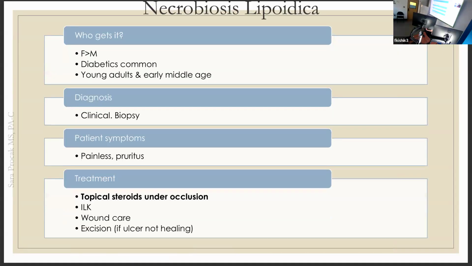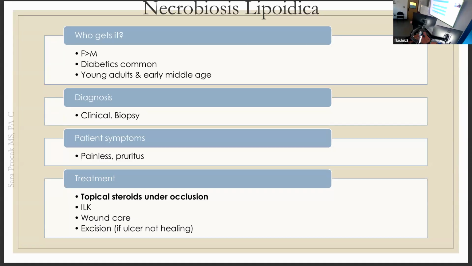In terms of your patient's symptoms, it's usually painless. Sometimes it can be a little pruritic. If there's an ulcer with a secondary infection, that can be painful. Treatment is going to be topical steroids under occlusion. You just have to be careful with that because of the side effect of atrophy. You're going to want to tell your patients to avoid trauma to the area. Another option would be ILK injections to the border of the lesion to shut down the inflammatory reaction.